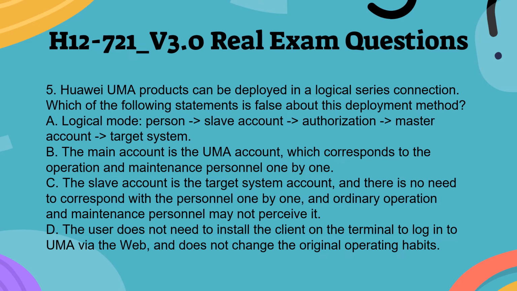C. The slave account is the target system account, and there is no need to correspond with the personnel one by one, and ordinary operation and maintenance personnel may not perceive it. D. The user does not need to install the client on the terminal to log into UMA via the web, and does not change the original operating habits.